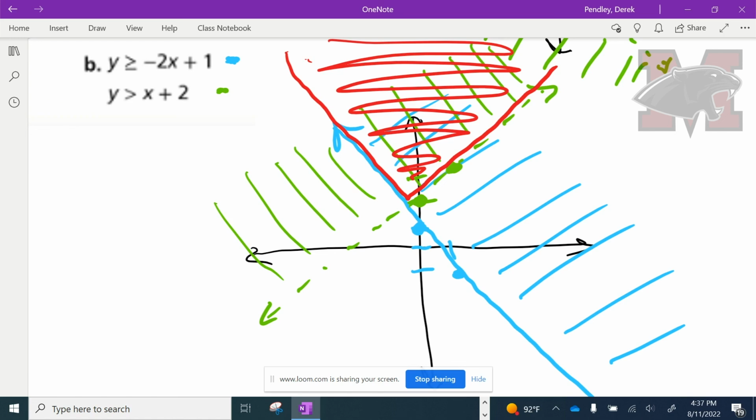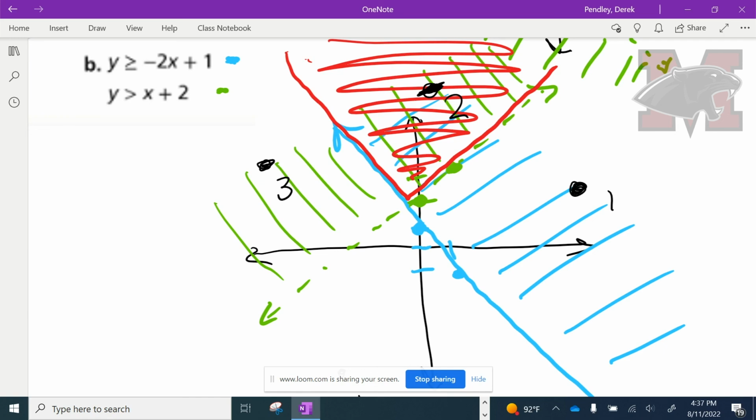So I'm going to go through this. Point 1, point 2, point 3, and point 4. Point 1 is only true for the blue line. Notice because it's shaded by the blue but not the green. Point 2 is shaded by the blue and the green, therefore it works for both of them.